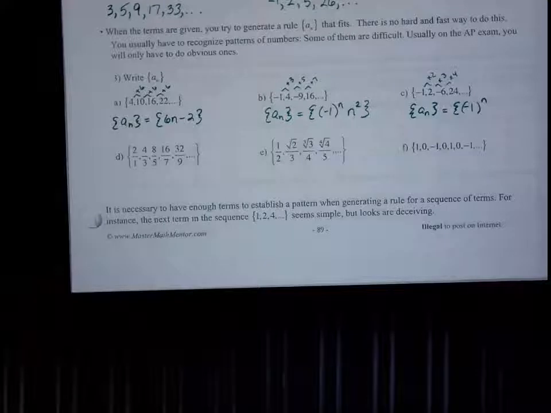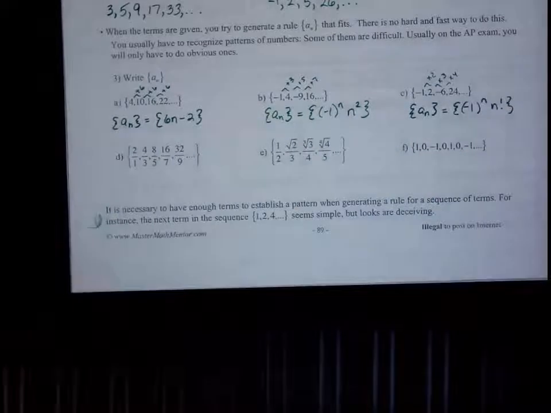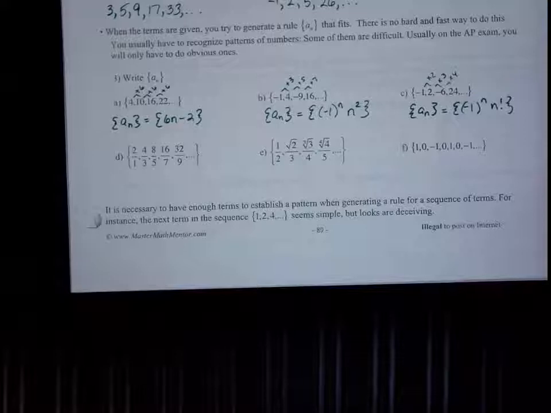It's that thing that we just talked about. What's that called? It's factorial. This is n factorial. Okay, the fourth term is 4 factorial. The third term is 3 factorial.